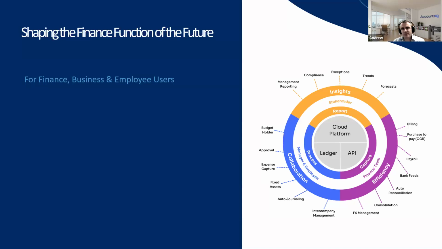So there are three areas that I would always recommend anyone changing finance system looks at. The first is that efficiency piece. How can I minimize all the manual transactions? How can I remove the human element from data from different systems having to be inputted into your finance system?